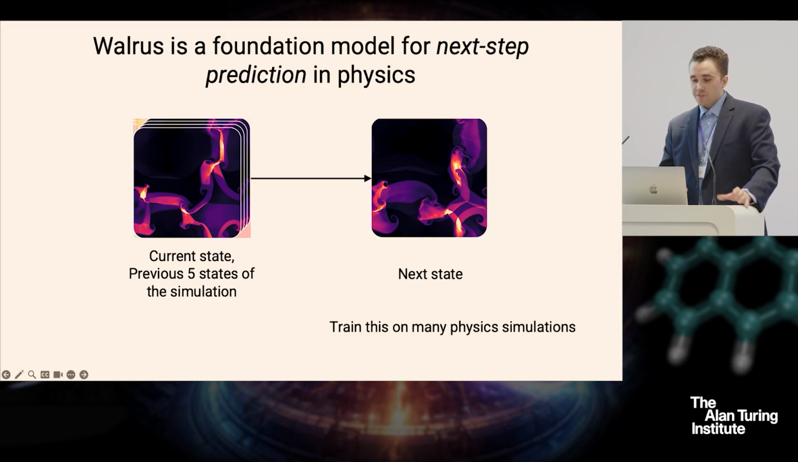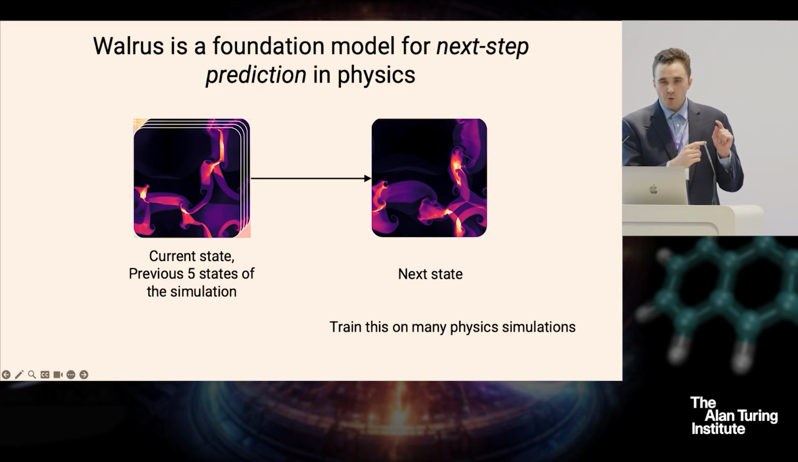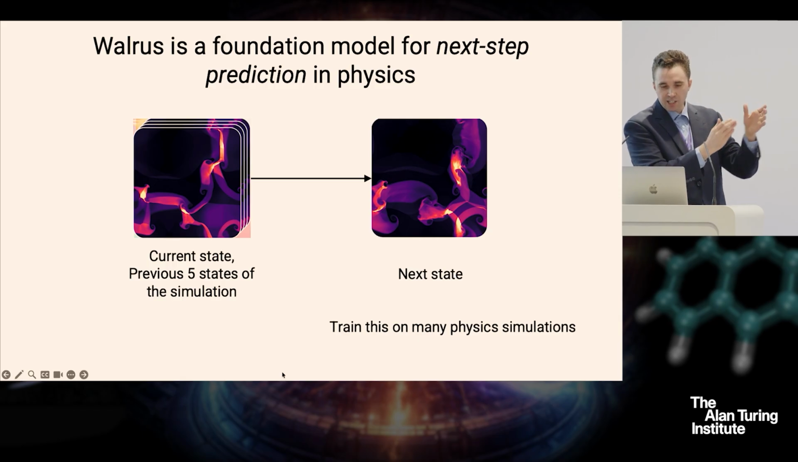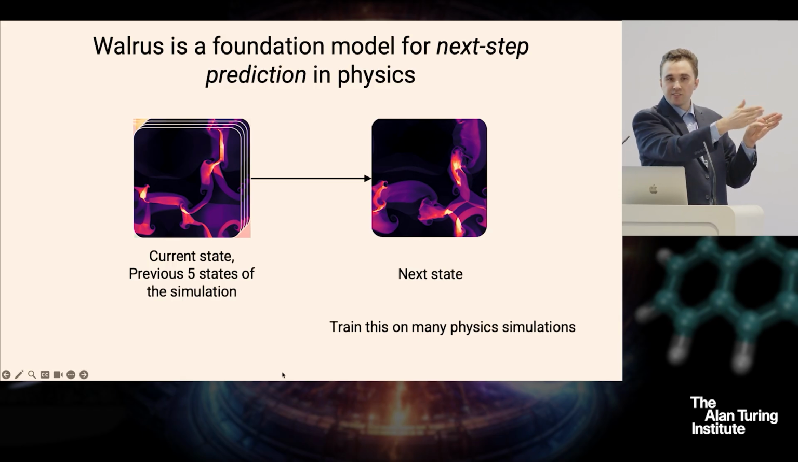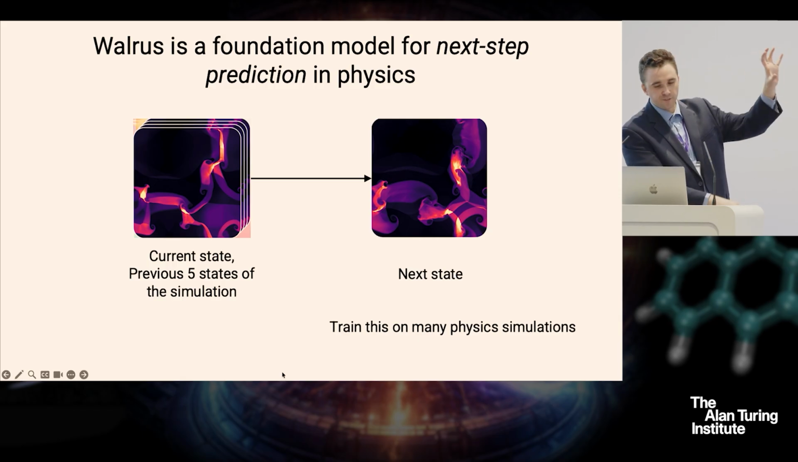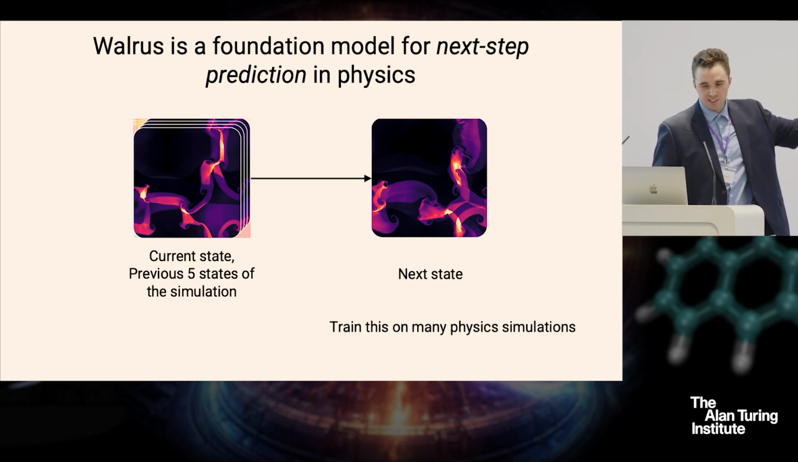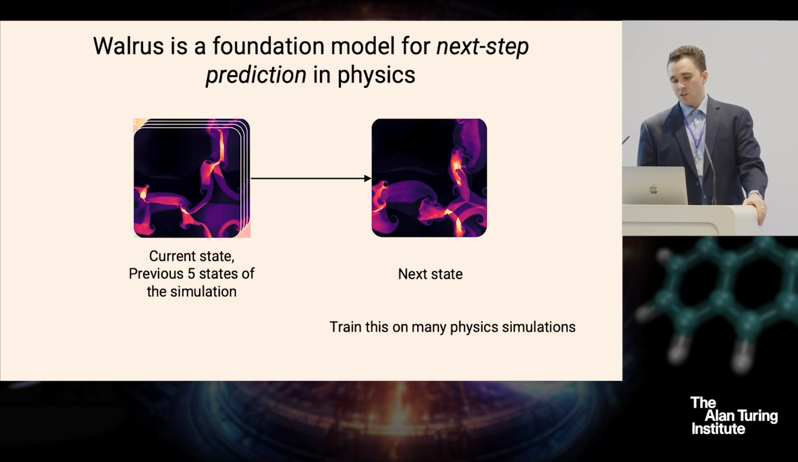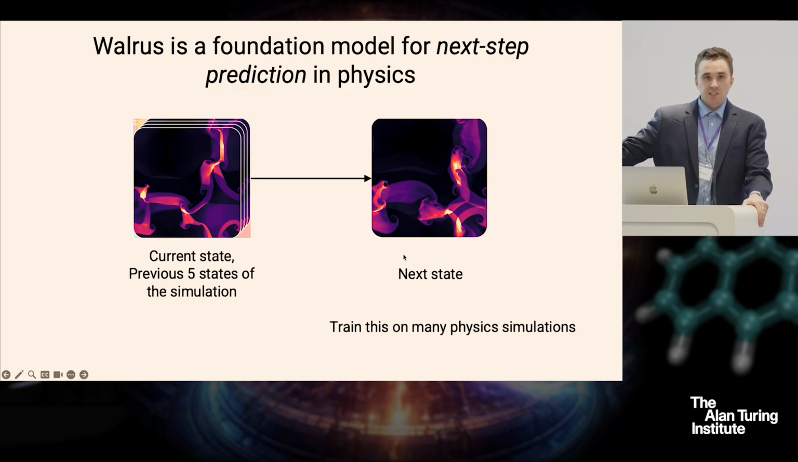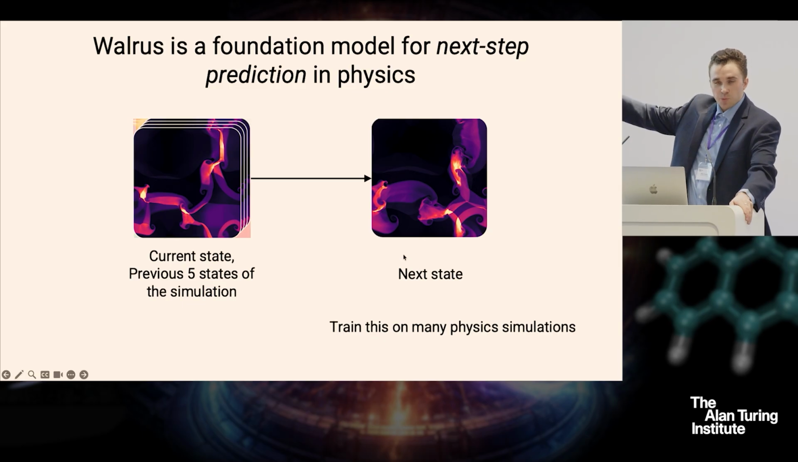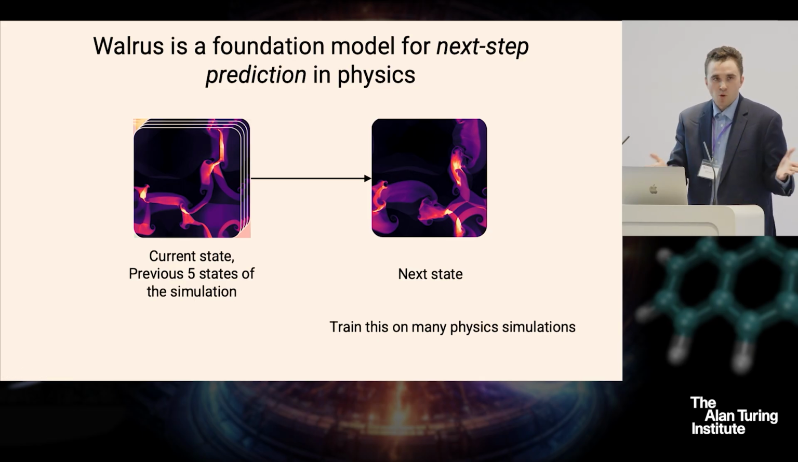Walrus is a foundation model for next step prediction. You give it a physics simulation, you give it 5 previous states. So it's like, okay, this is the fluid at time step t-1, t-2, t-3, and you try to predict the next state. So give me t. And you basically just train this prediction problem on many different physics simulations, like everything in the Well, for example.